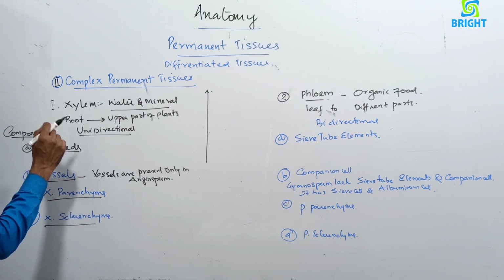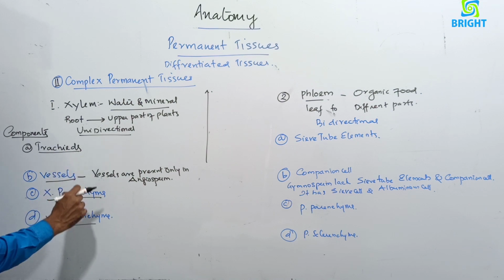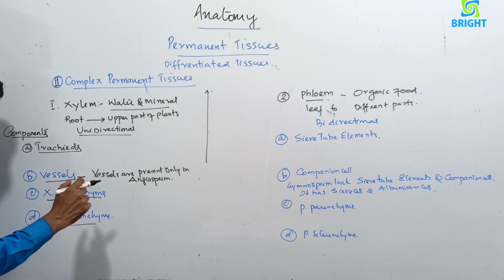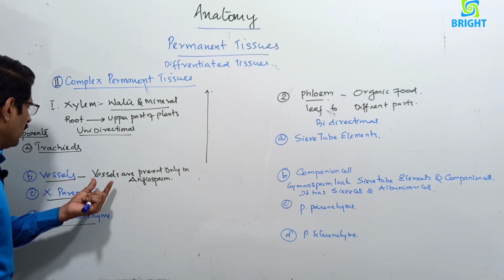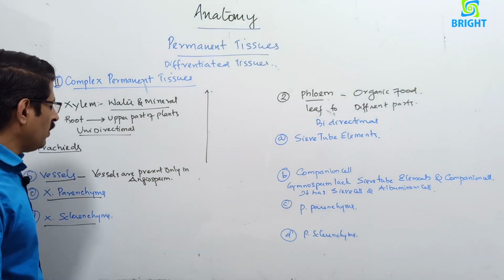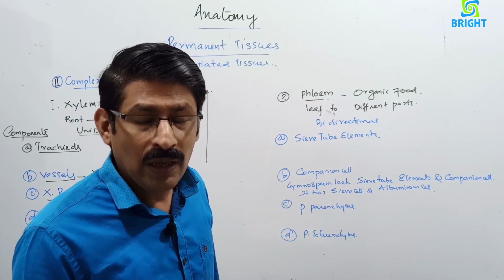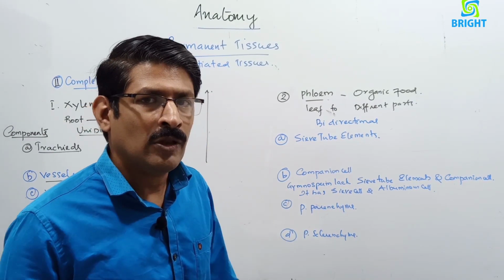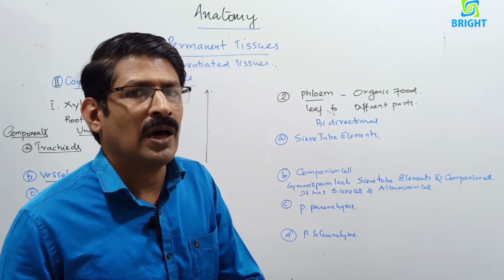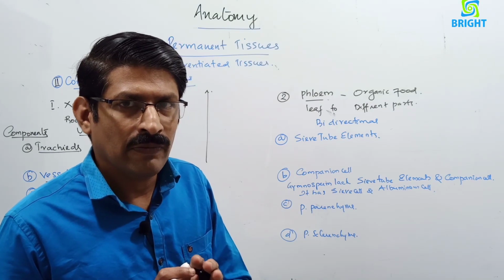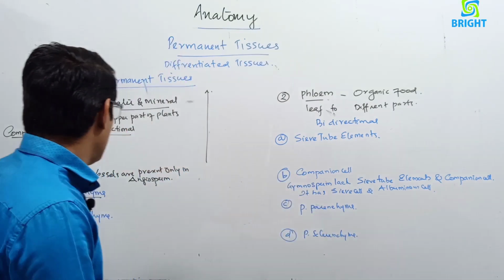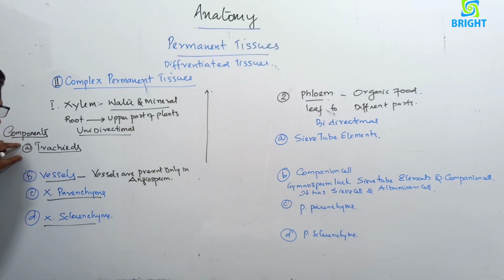Xylem components are tracheids, vessels, xylem parenchyma and xylem sclerenchyma. In the case of angiosperms only, the vessels are present. So in gymnosperms, the vessels are absent. So the components are tracheids, vessels, xylem parenchyma and xylem sclerenchyma.